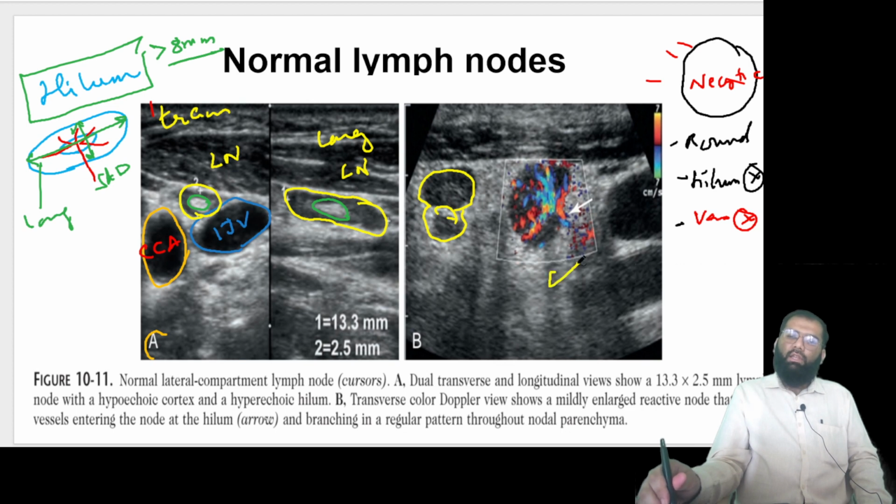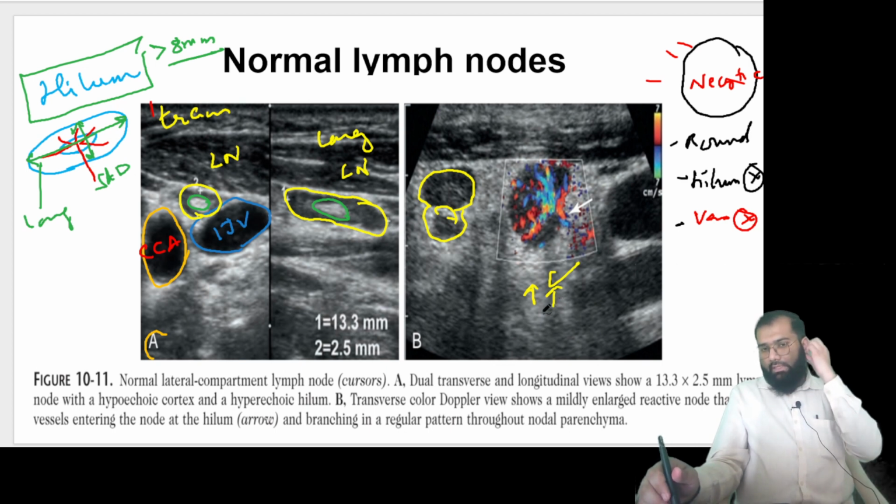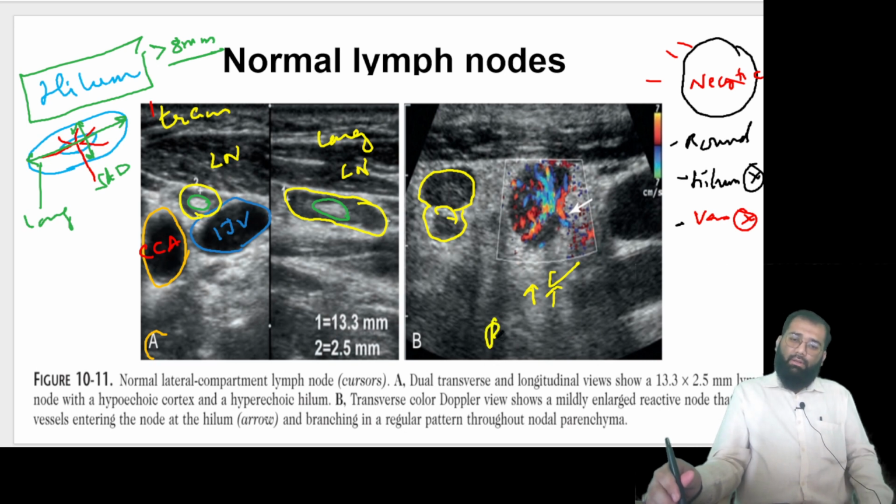And if you put the color box, you are able to see that there is increased vascularity within these nodes. So that again indicates that this is a reactive enlargement, non-necrotic. This is a reactive enlargement of the lymph node. Had the vascularity not been seen, this would have been necrotic.